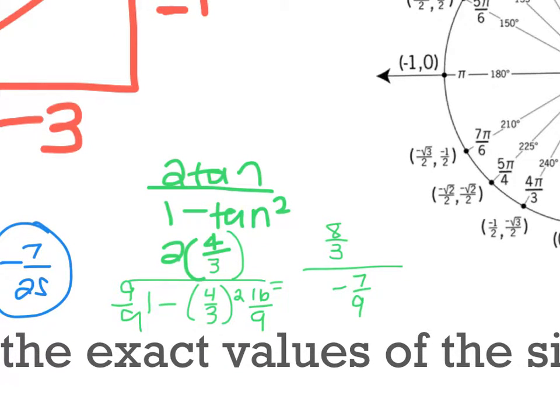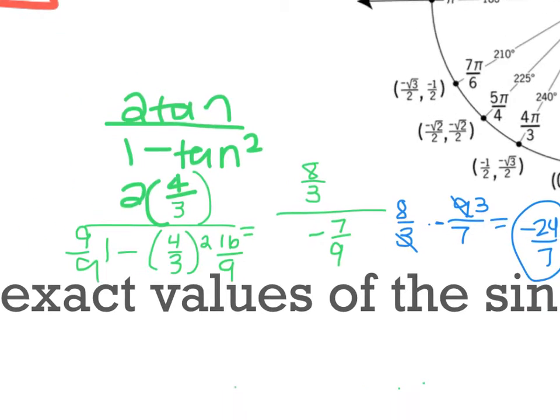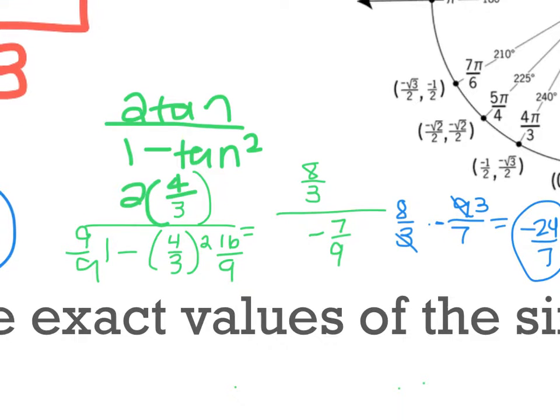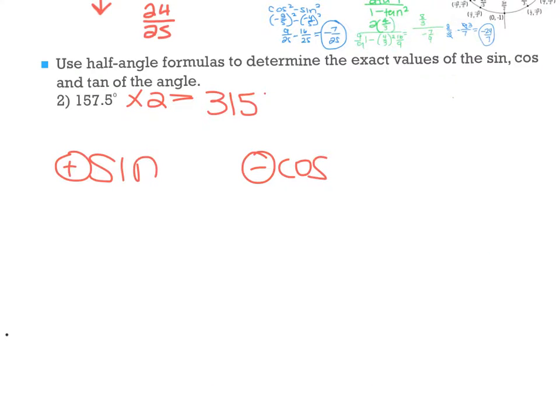And then I would just do keep, change, flip. This one's negative. 9 goes into 3, or 3 goes into 9 3 times, and I get -24 over 7. And again, had you found the sine and the cosine, you could have found the tangent based on sine over cosine, but these are going to be independent. You're only going to get one of those 3, so just make sure you would know how to do them individually. Okay.